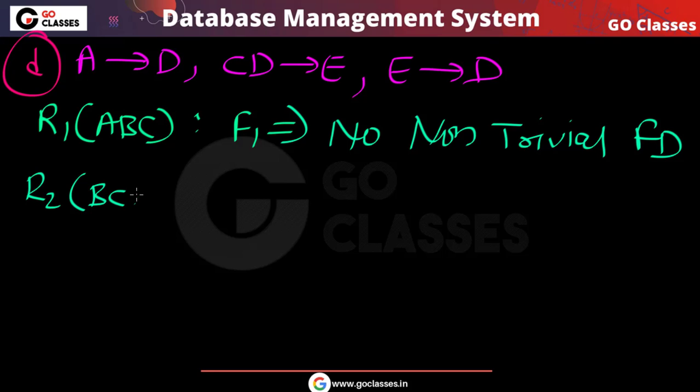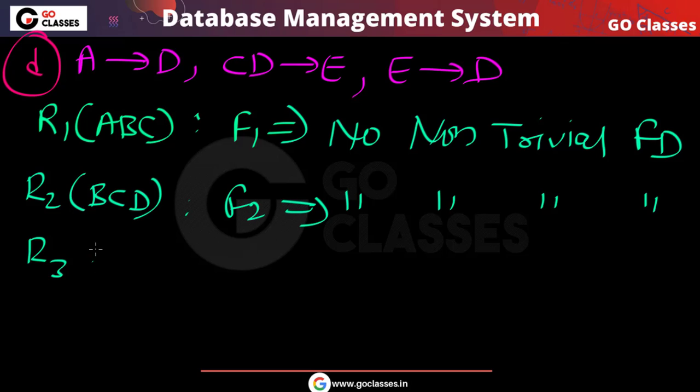In the relation R2, which is BCD, what do we have? The set of functional dependencies which are applicable only on these attributes BCD. You can notice CD determines E, and E determines D. CD determines D is a trivial dependency, so we don't worry about the trivial dependency. Can we determine something else? We cannot determine B, we cannot determine C. Again, there is no non-trivial functional dependency that we have here.